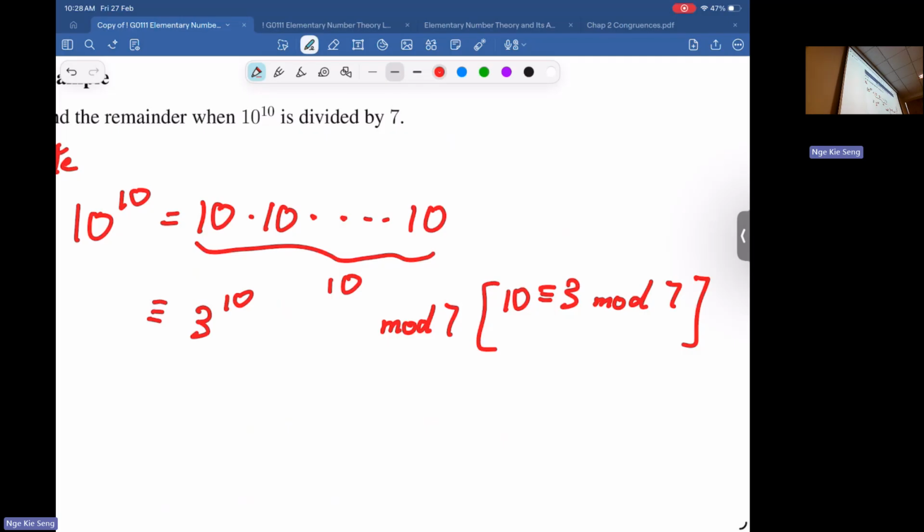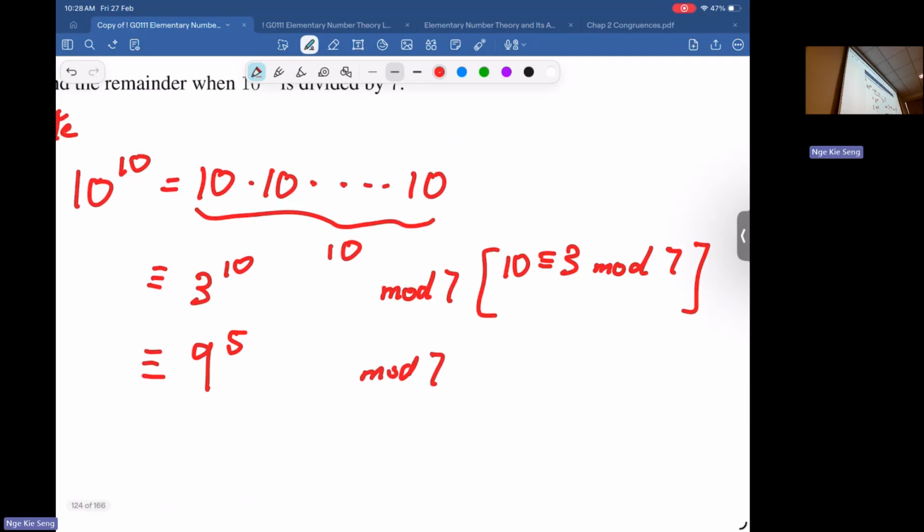So what's the next simplification you could do? What's the thing you do next? Make it 9. Okay, so maybe you combine 2 by 2, right? So you combine 2 by 2 and it becomes 9 to the 5 mod 7. So you have 5 times 9. Okay, so then you just make it 2 to the 5 again.